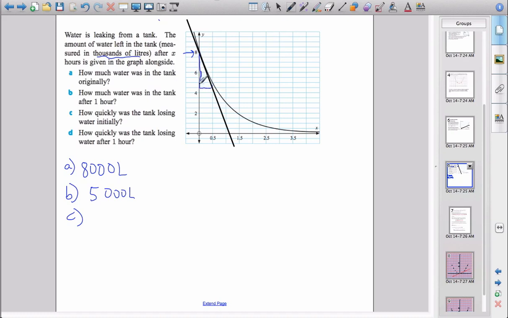So the slope would be, they lost about 3.5 thousand liters, or 3,500 liters in 0.5 hours. So that's about 7,000 liters per hour. So they're losing 7,000 liters per hour initially. And then the rate slows down later on as well.